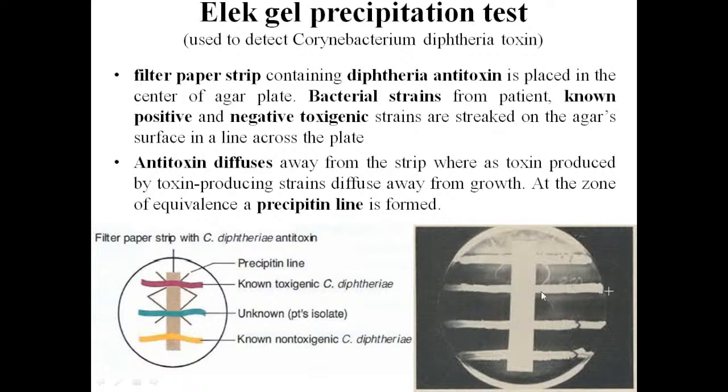Here, for example, we can see that they study two strains. And what can we see? We can see precipitin lines here, because it is a positive result, and here that also means a positive result. That means that this strain produces toxin. This one doesn't produce toxin. We can't see white lines here.